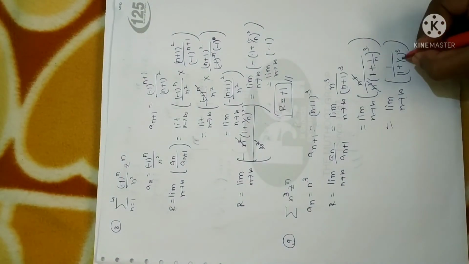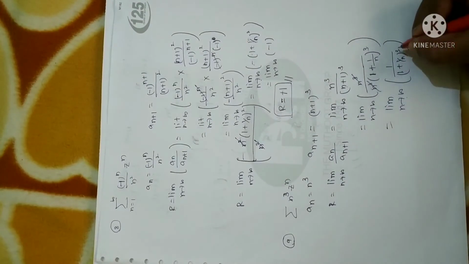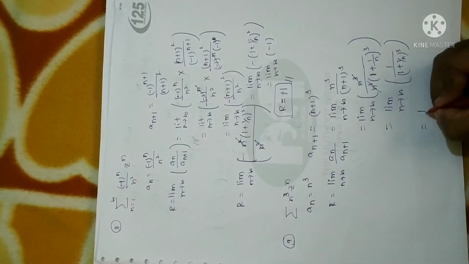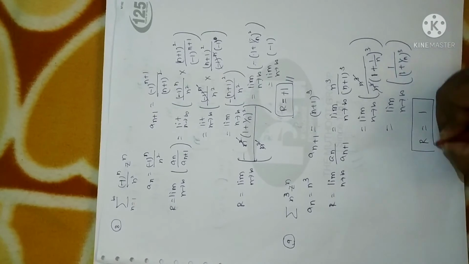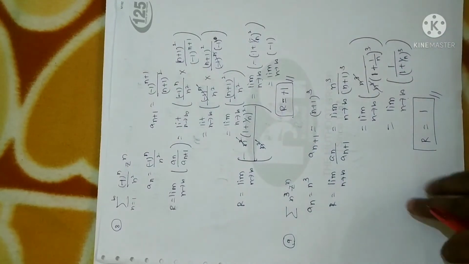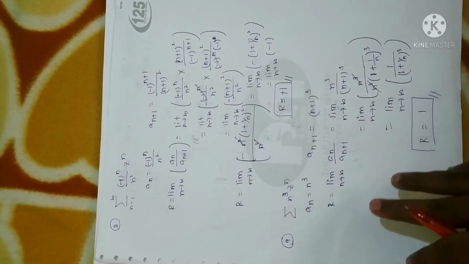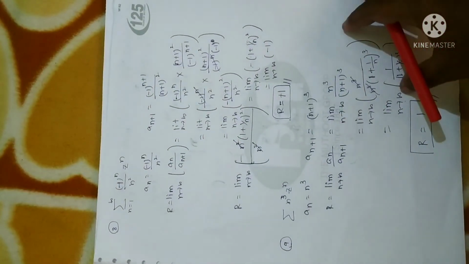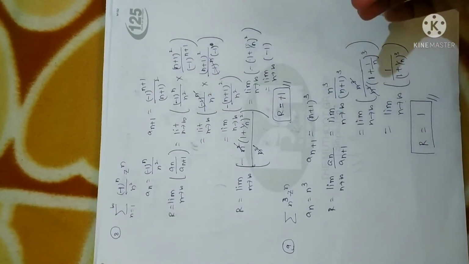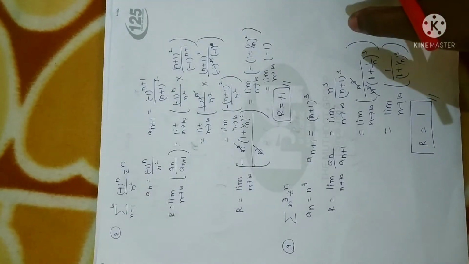Now, when you apply n equal to infinity, 1 by infinity is 0. 0 plus 1 is 1. 1 cube is 1. 1 divided by 1 is 1. Therefore, the radius of convergence for the required problem is 1. Fine. So, the problem is very simple, but you need to understand the concept. Whatever the problem given, I have tried my level best to solve more problems, but you have to practice the problems. Fine.